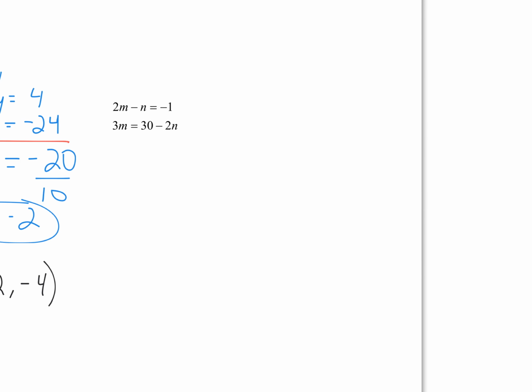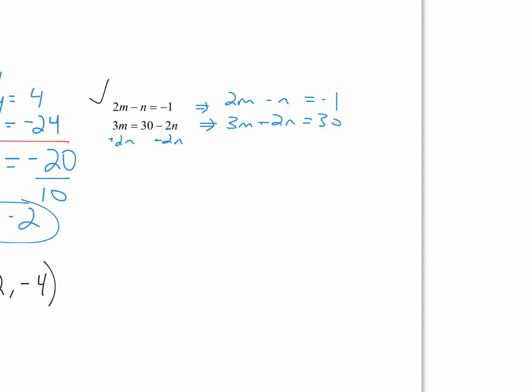Okay, looking at the second example here, step 1 says we need to write everything in standard form. So instead of x and y, we have m and n. This first one is in standard form. The second one needs adjusted a little bit. What I need to do to the second one is add 2n to both sides. So it looks like 3m plus 2n equals 30. The top one we said doesn't need any work done. Now they're all lined up, m's, then n's, and then equals constants.